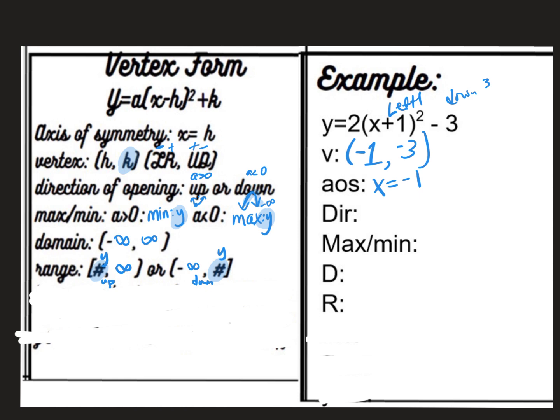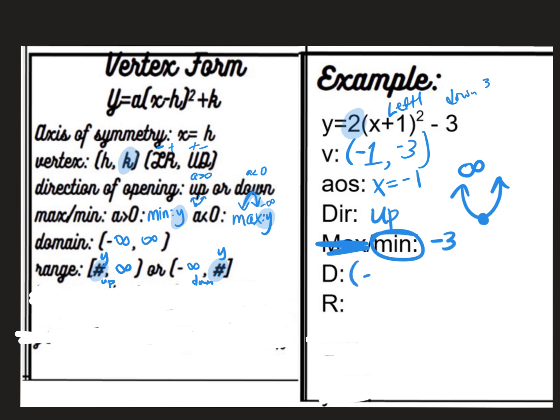My direction of opening, I look at my A value. Let me highlight that. Look at my A value. If it's positive, it points up. If it's negative, it points down. If it's a reflection across the x-axis, it points down. So I know this one points up. It points up towards positive infinity. So since it points up, this point here is a minimum, not a maximum. It's a minimum, and that minimum value is -3.